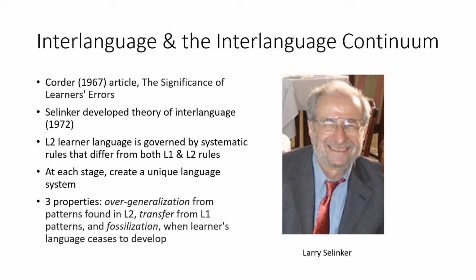Selinker basically said that interlanguage has three properties that characterize it. One is overgeneralization. This is the learner's attempt to take a pattern that they recognize from the second language and apply it in lots of new situations. Unfortunately, when they apply it in a new situation, it sometimes is not correct.